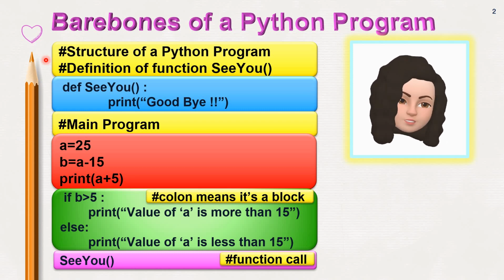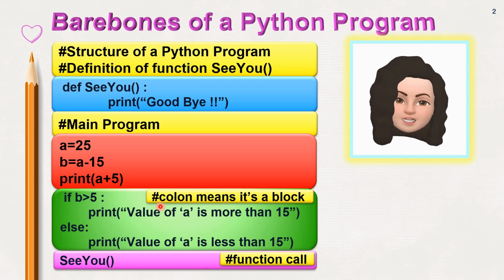A comment line can be a single-line comment or multi-line, or you can even have inline comments. Inline means a comment which starts in between the line, in between a statement. You can see here, colon means it's a block, so this comment starts in between. So this is known as inline comments.